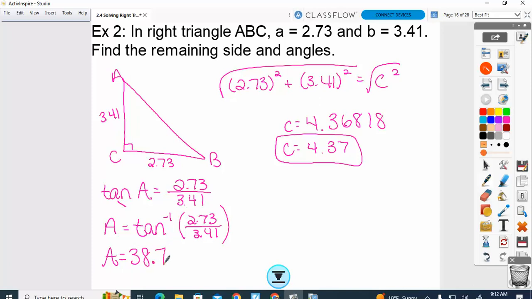And since this is an angle, what should my label be? Degrees. This is an area where you might get a slightly different answer for the other angle depending on how you do it. And we know the angles always add up to 180, so if you do 180 minus 90 minus the 38.7, so I'm really just going to do 90 minus 38.7, and I get 51.3 degrees.